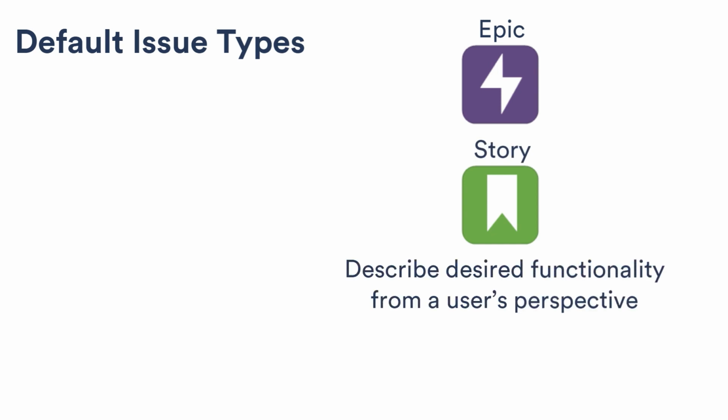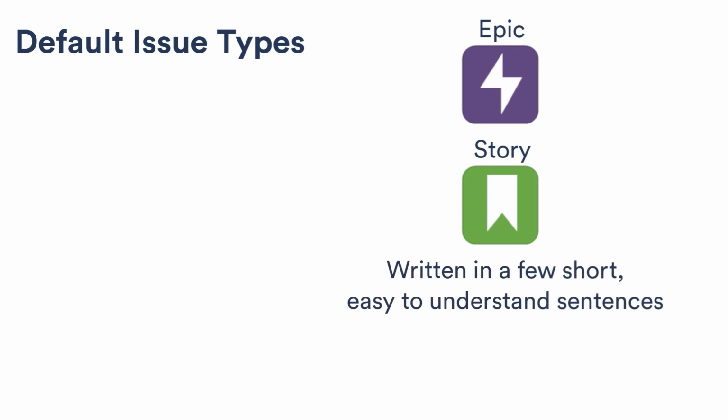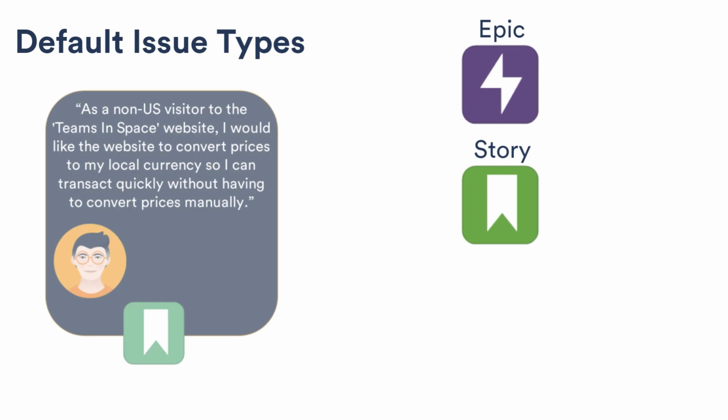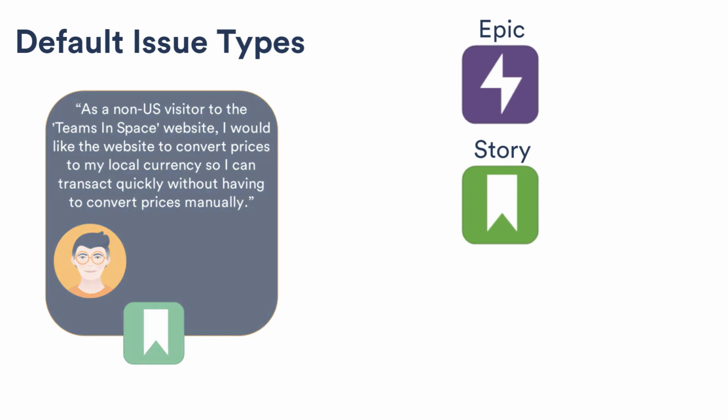Stories describe functionality from a user's perspective. They're expressed using a few short sentences and written in non-technical language. An example story might be, "As a non-US visitor to the Teams in Space website, I'd like the website to convert prices to my local currency so I can transact quickly without having to convert prices manually."